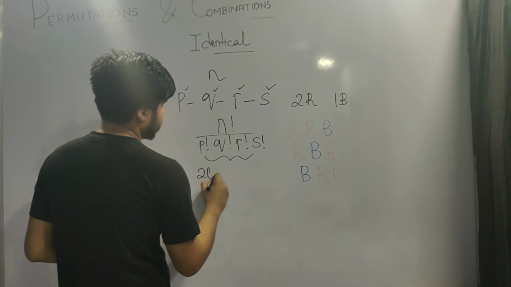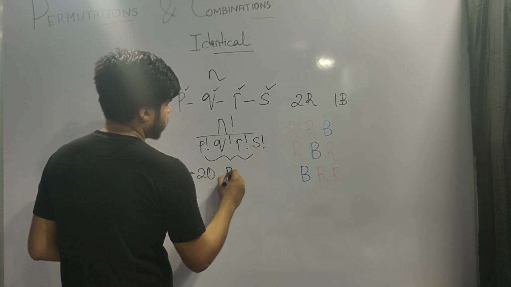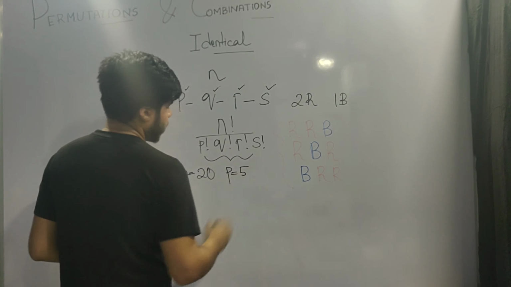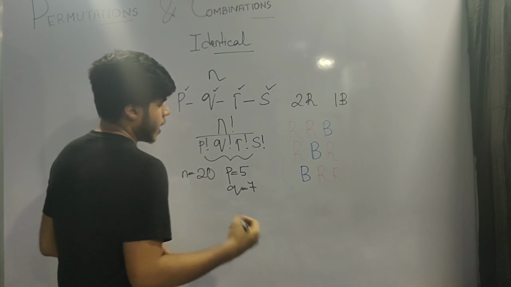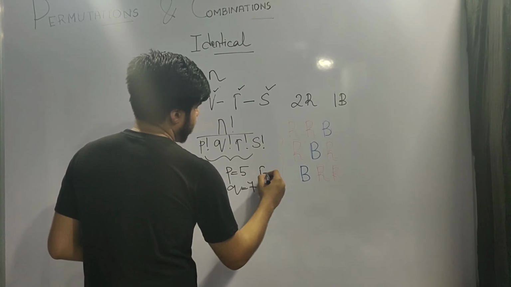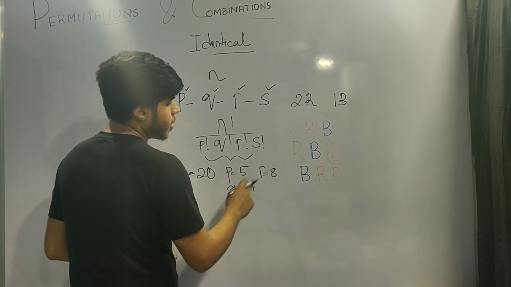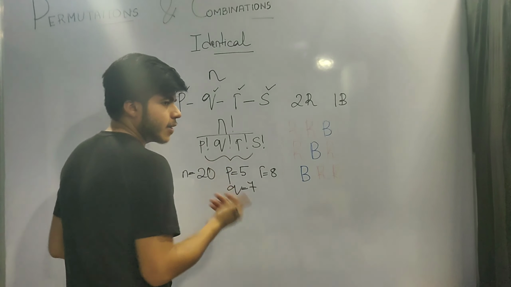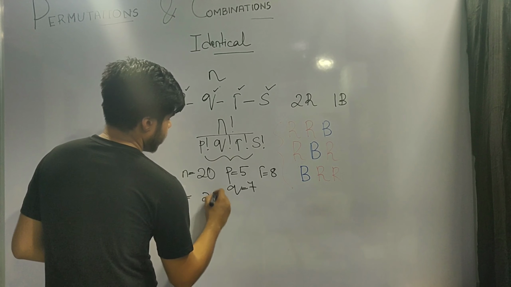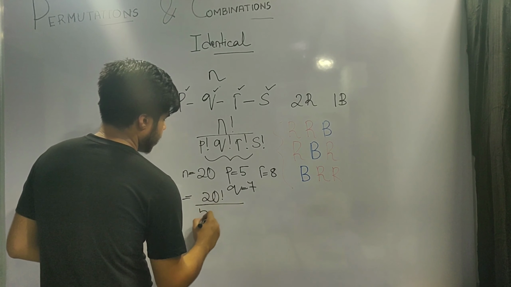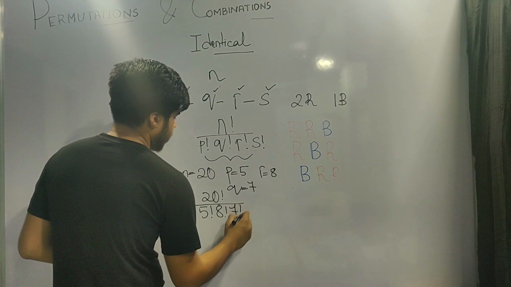So I had 20 balls, so my n is equal to 20. Then I had 5 red balls, so my p will be 5. I had 7 blue balls, so my q is 7. And I have 8 green balls, so my r is equal to 8. And it doesn't matter what value you put in p, q, r, because at the end they will give the same result. And now our answer would be 20 factorial divided by 5 factorial into 8 factorial into 7 factorial.